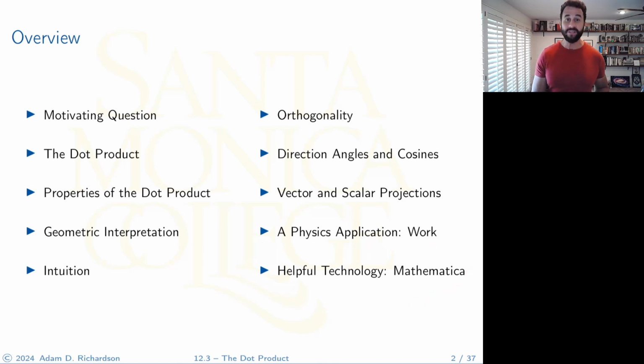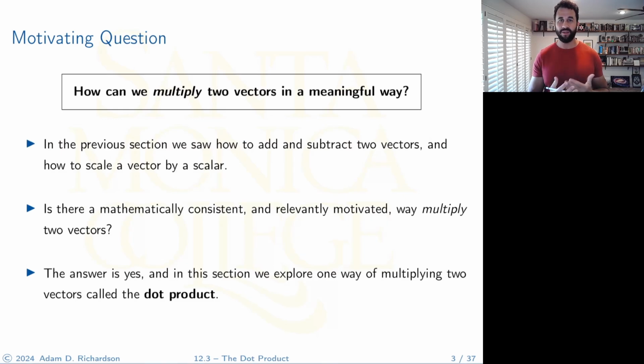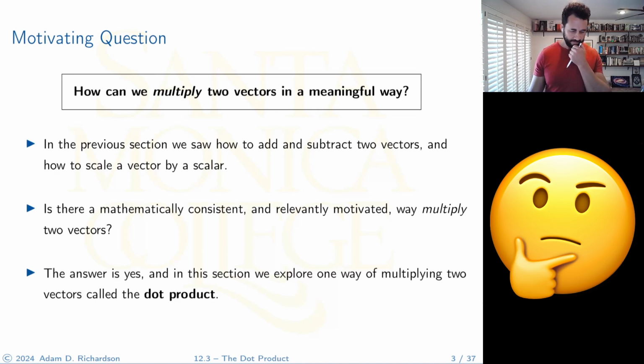All right, so here's the motivating question. How can we possibly multiply two vectors in a meaningful way? This is something that I actually want you to just ponder for a minute, chew on this, mull this over in your head. How could we possibly multiply two vectors? What does that even mean, to multiply two vectors?